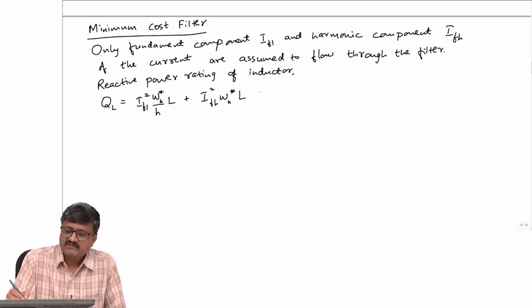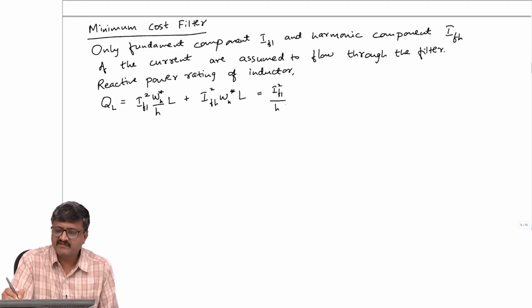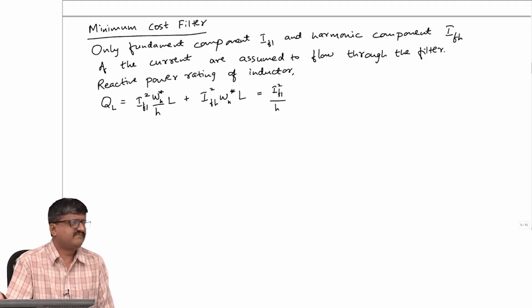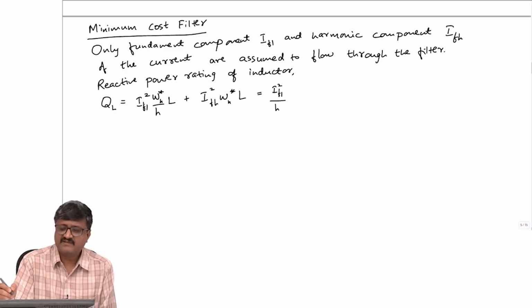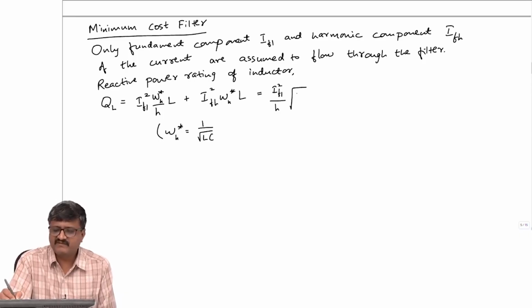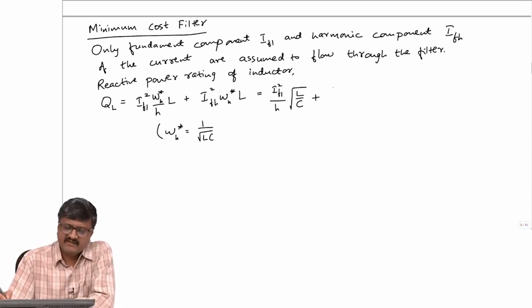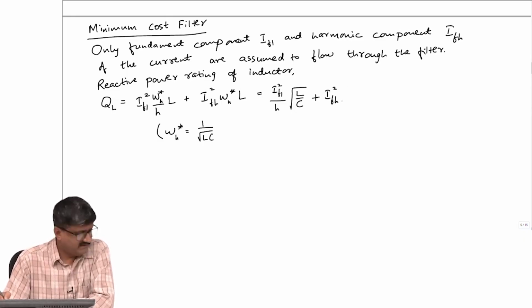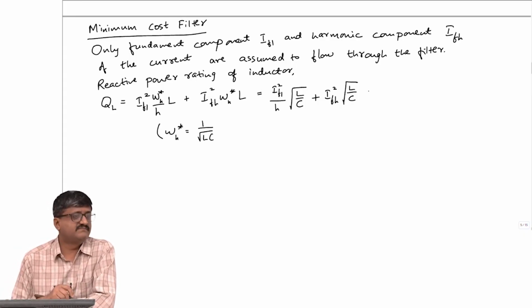Now, this can be written as IF1 square by h, and omega h star is 1 by root LC. Please note omega h star is 1 by root LC. Using this I can write the first term as root L by C. Similarly, the second term is IFH square into root L by C.